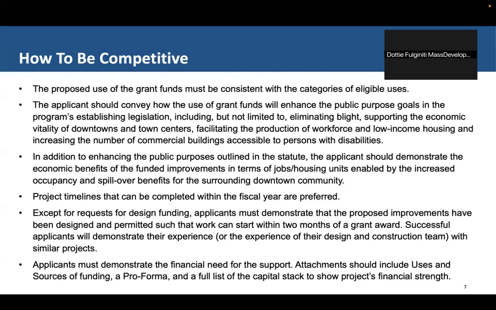Applicants must demonstrate the financial need for the support. Attachments should include uses and sources of funding, a pro forma, and a full list of the capital stack to show the project's financial strength.